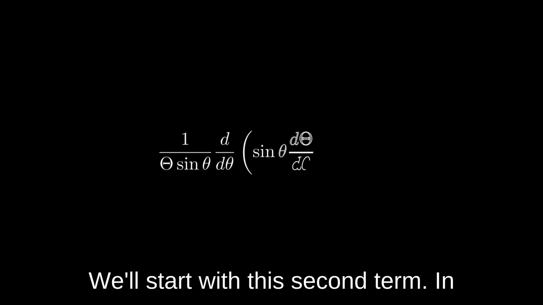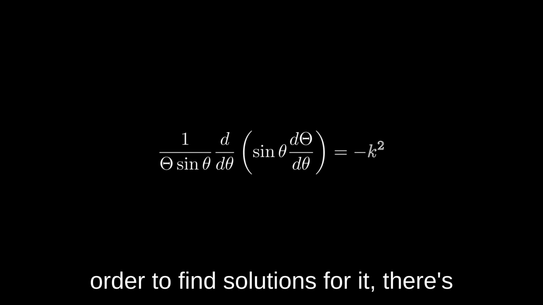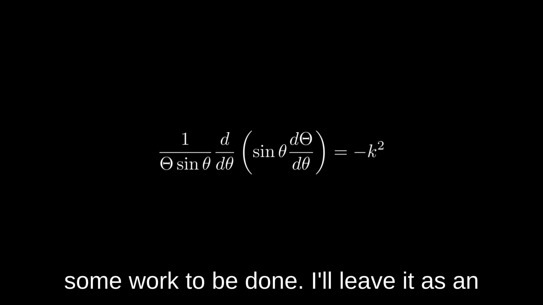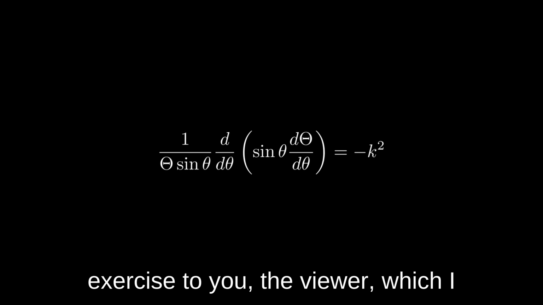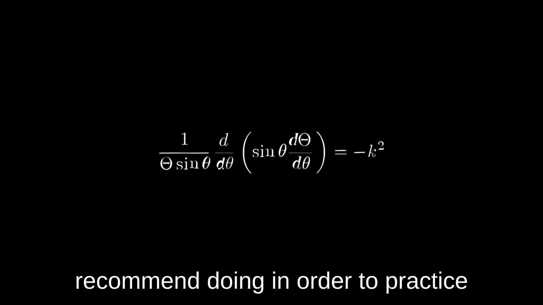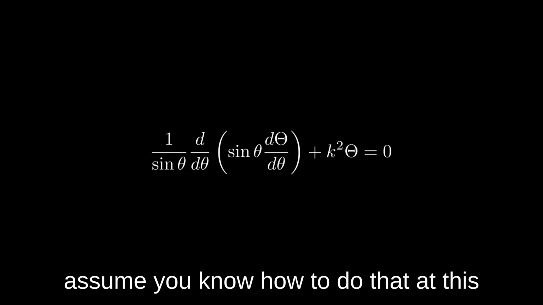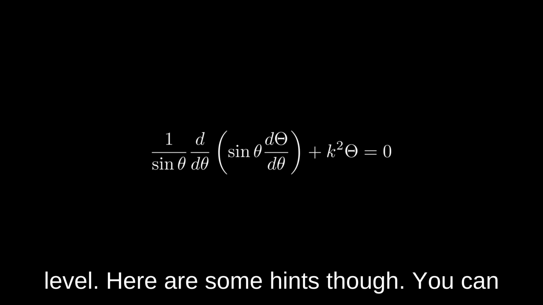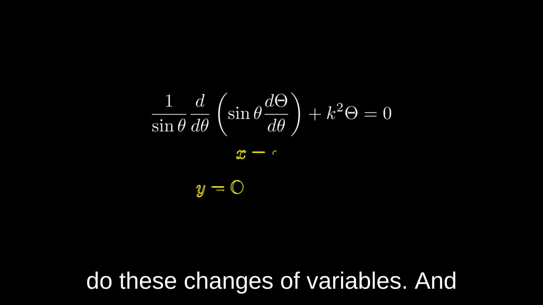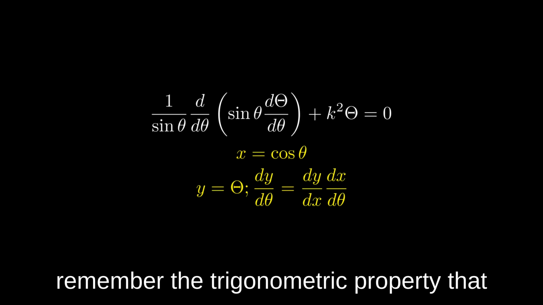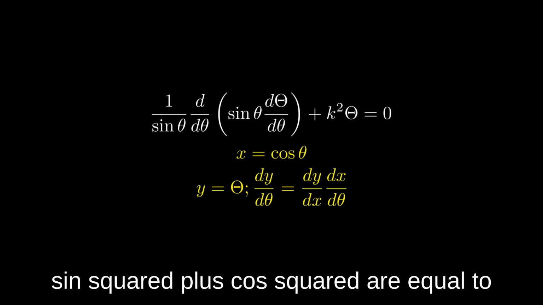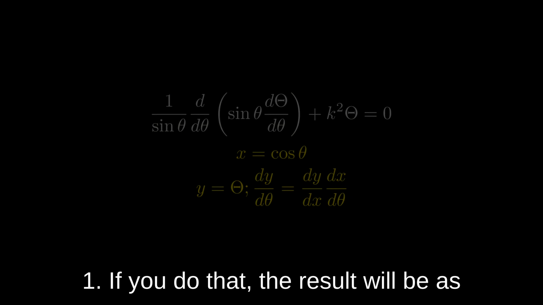We'll start with the second term. In order to find solutions for it, there's some work to be done. I'll leave it as an exercise to you, the viewer, which I recommend doing in order to practice changing variables and derivating, as I assume you know how to do that at this level. Here's some hints though. You can do these changes of variables, and remember the trigonometric property that sinus squared plus cosinus squared are equal to 1. If you do that, the result will be as follows.